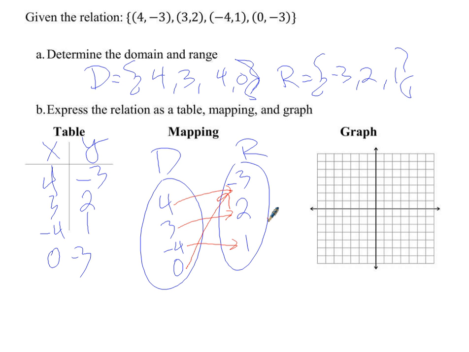Okay? And finally, the graph. We know how to do that, I'm sure, so I'm just going to go ahead and graph these. +4, -3 is there. Label them. And then 3, 2, and then -4, +1, and 0, -3. On these graphs, you guys label those ordered pairs. Okay? I'm not going to do it here just for time.